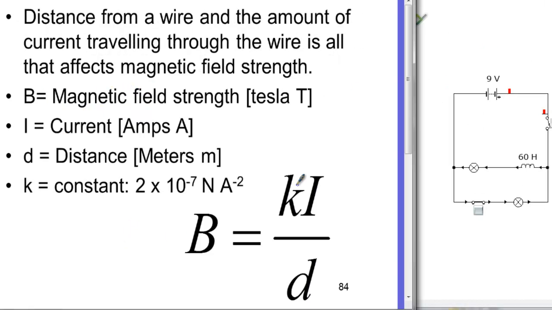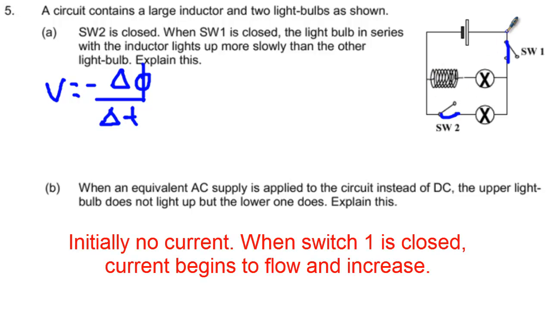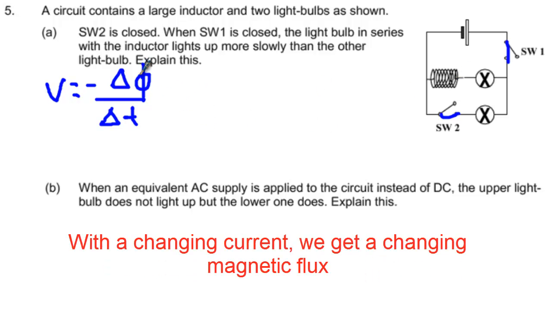From this formula here, we can see that magnetic field B is directly proportional to current, i.e. when the current's increasing, the magnetic flux is increasing, because magnetic flux is equal to magnetic field times the area that field's in. So I is proportional to B is proportional to magnetic flux. What's happening in the circuit is there was initially no current, and now that current is building up to a maximum value. As that current is changing, we're getting a changing magnetic flux. A changing magnetic flux induces a voltage.